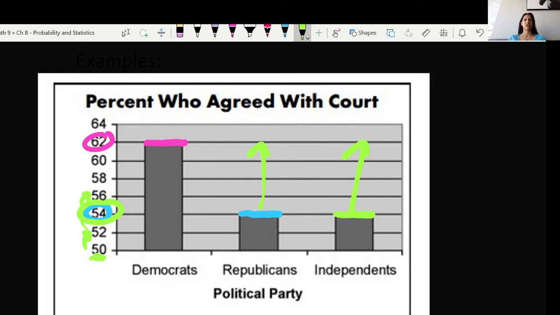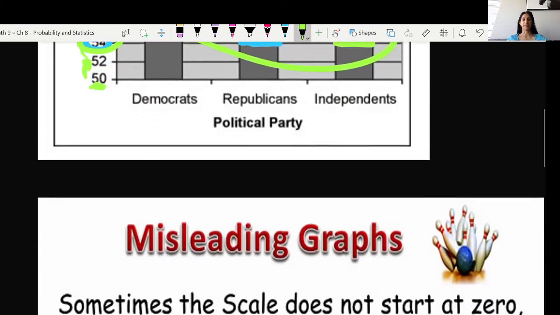So if we were to look at this, just visually, it looks like the Democrats agreed with the court much more than the Republicans and the Independents, when in reality, if we were to zoom in on this, if we were to draw it starting at 0 and then zoom in at the top, you would notice that the difference wouldn't look so significant. It would look like they're all at about the same level. So those are things to watch for.